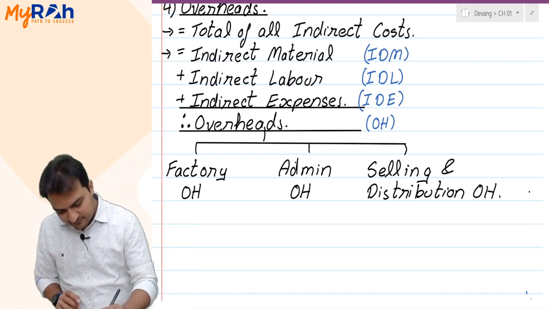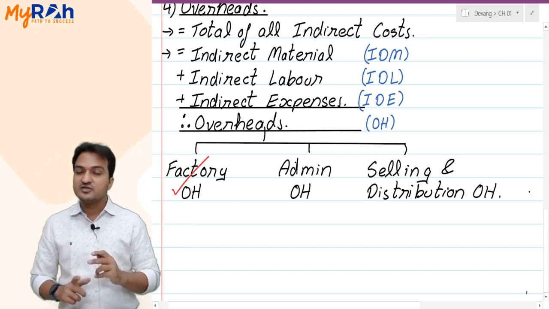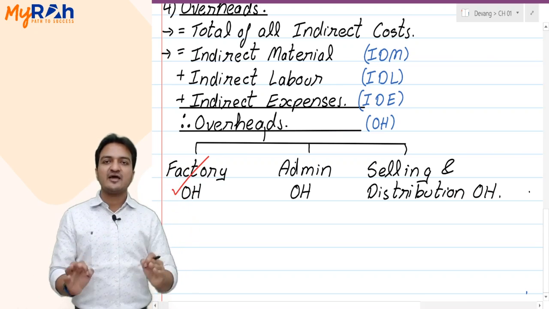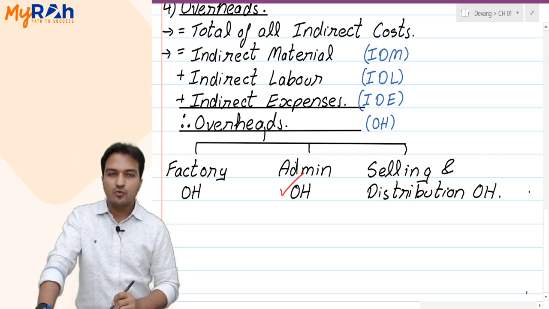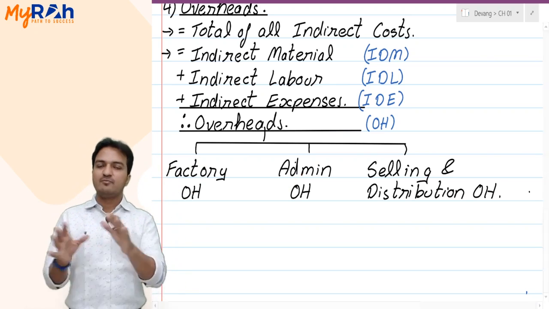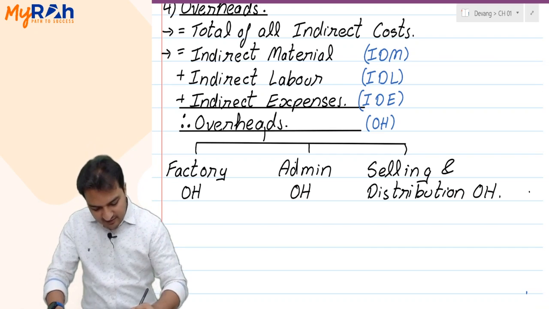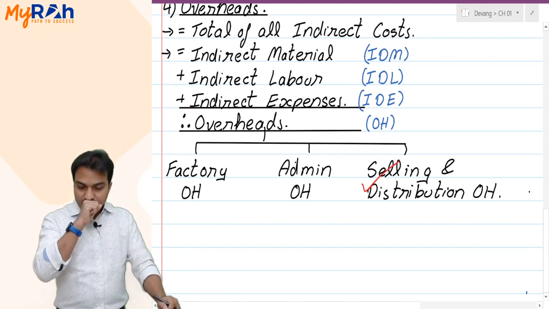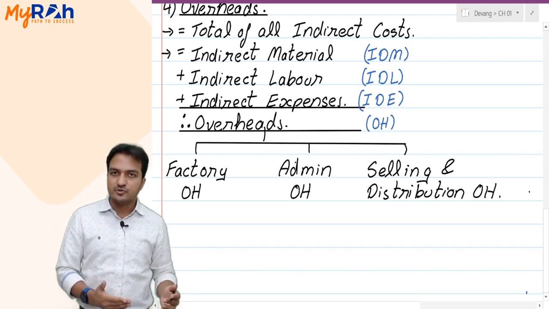Factory overheads. The word factory overheads would mean that the indirect cost is incurred inside the factory premises. Admin overhead here would mean that the indirect cost is incurred for routine administrative purposes, like accounting and admin work. And selling and distribution overheads would mean that the indirect cost is incurred for either sales or distribution.